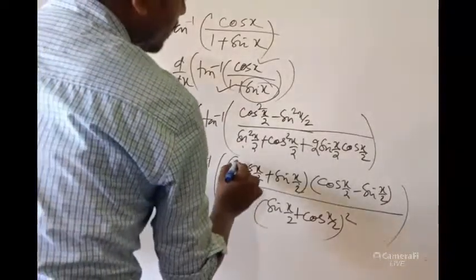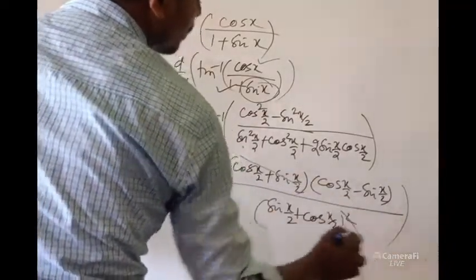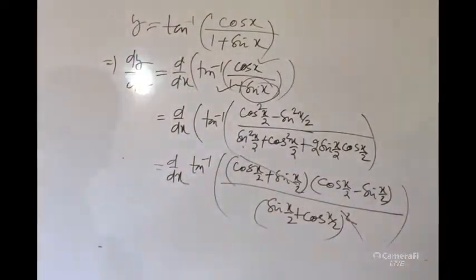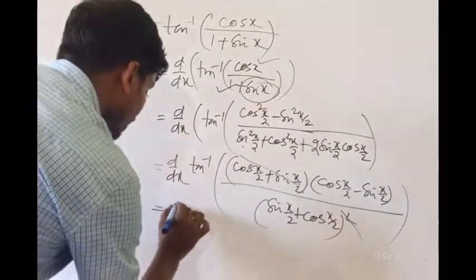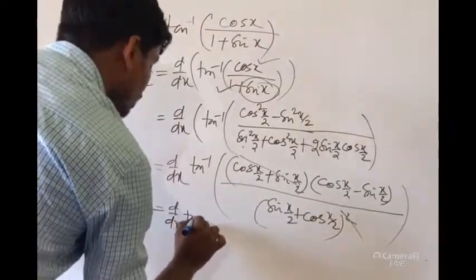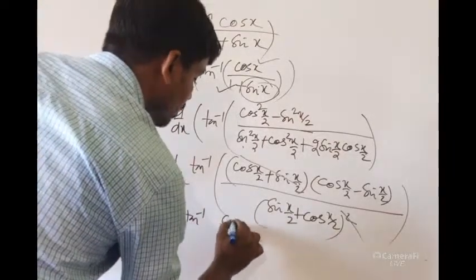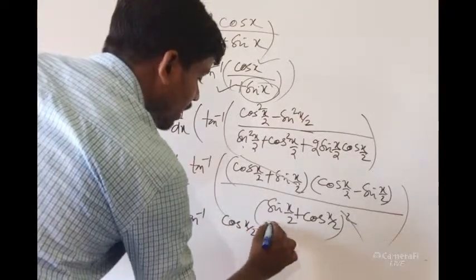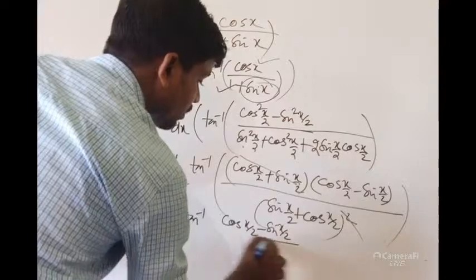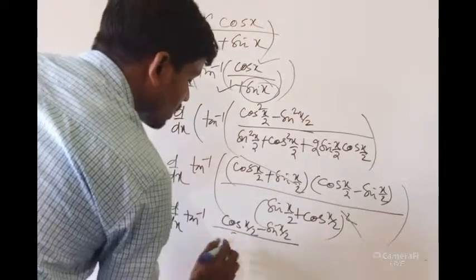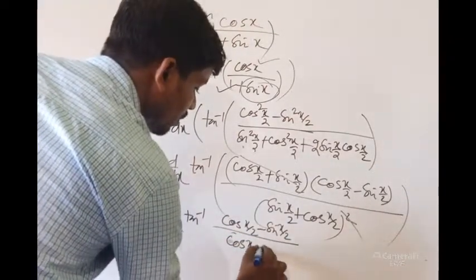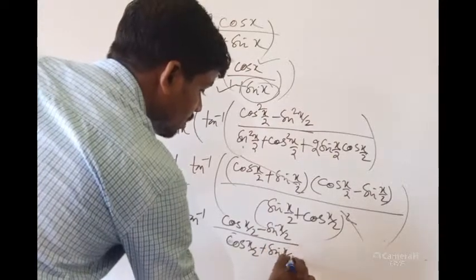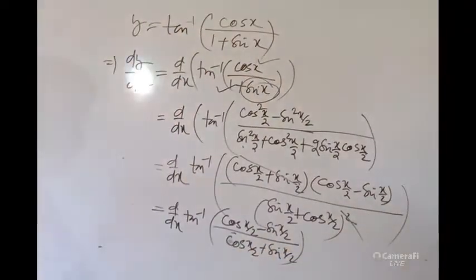Then this cos x by 2 plus sin x by 2 is cancelled with this. Now only we have d by dx of tan inverse of cos x by 2 minus sin x by 2 divided by cos x by 2 plus sin x by 2. Okay. Any doubt?